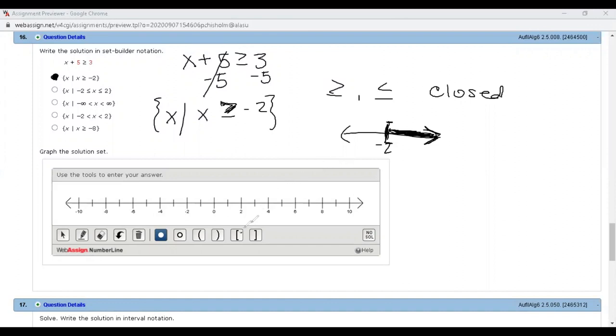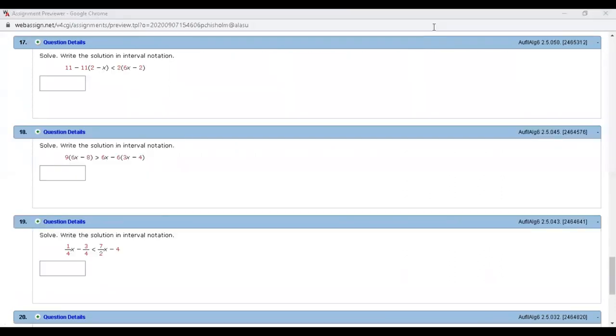So let's click on our bracket here. So we click on the bracket, then we click on our -2. Then we click on the draw to shade it in that direction. Okay, so that's how you graph here. Hopefully by now you have watched the video to see how you graph in WebAssign, and this shouldn't be a problem for you. Okay, so let's look at some examples from this section that are a little bit more lengthy.